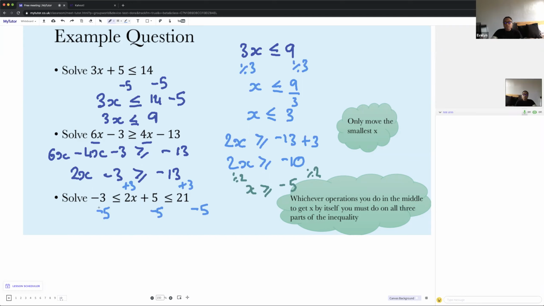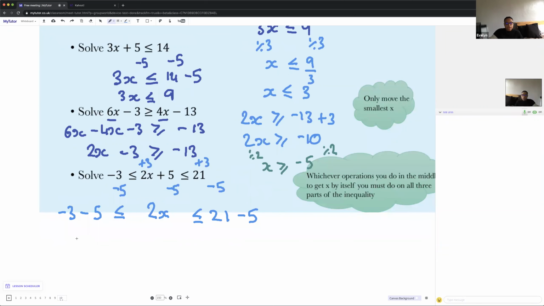So remember, when you're solving equations, you have a left and a right-hand side, but you have to do the operations on both sides. With inequalities like this, if you do it in the middle or on the right-hand side, you have to do it on every other side as well. So the middle, the right, and the left. So we're going to have minus 3 minus 5. Keep the inequality signs exactly the same. In the middle, we're left with 2x. And on the right-hand side, we've got 21 minus 5. Now we can just simplify those numbers. Minus 3 minus 5 is minus 8. We've got 2x in the middle. And then we've got 21 minus 5, which is 16.